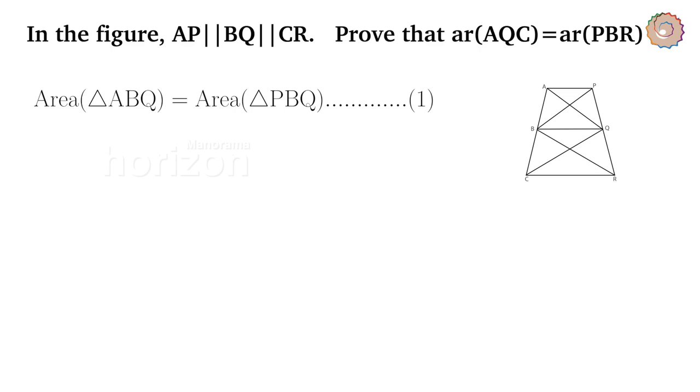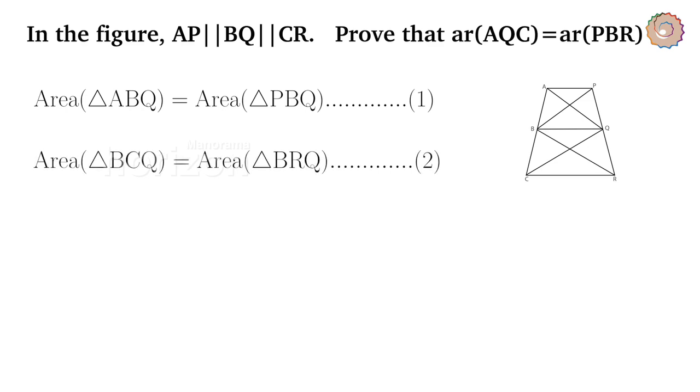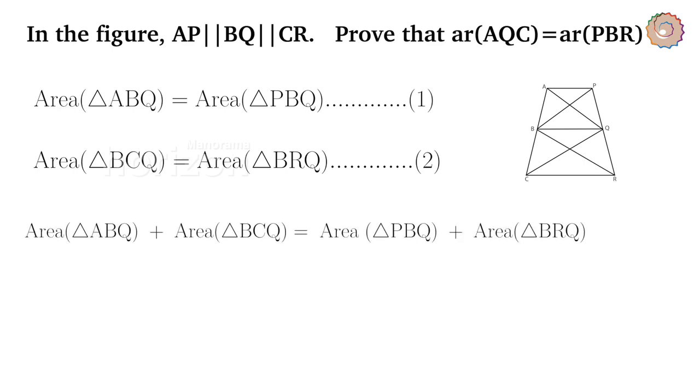Now, since triangle BCQ and triangle BRQ lie on the same base BQ and are between the same parallels BQ and CR, we see that area of triangle BCQ is equal to the area of triangle BRQ. Let's write this as 2. On adding equations 1 and 2, we obtain area of triangle ABQ plus area of triangle BCQ is equal to the area of triangle PBQ plus area of triangle BRQ. Therefore, area of triangle AQC is equal to the area of PBR.